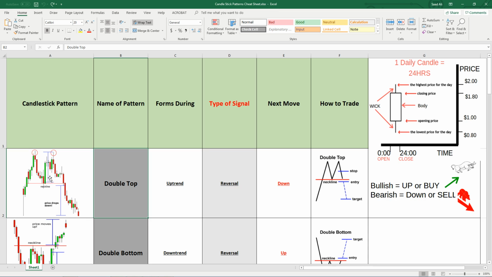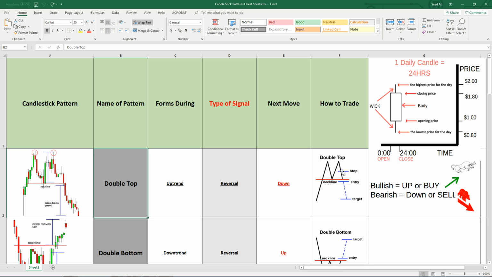And also see this blue little line here and this blue line here. How this pattern works is, normally the height from the neckline to the top is about the same distance it's going to drop. So this is a double top, it forms in an uptrend, it's a reversal pattern, and the next move is down. Here I kind of drew out how to trade. When we suspect it's going to go down, we can place a sell order here. This will be our target, and you can put a stop loss there.